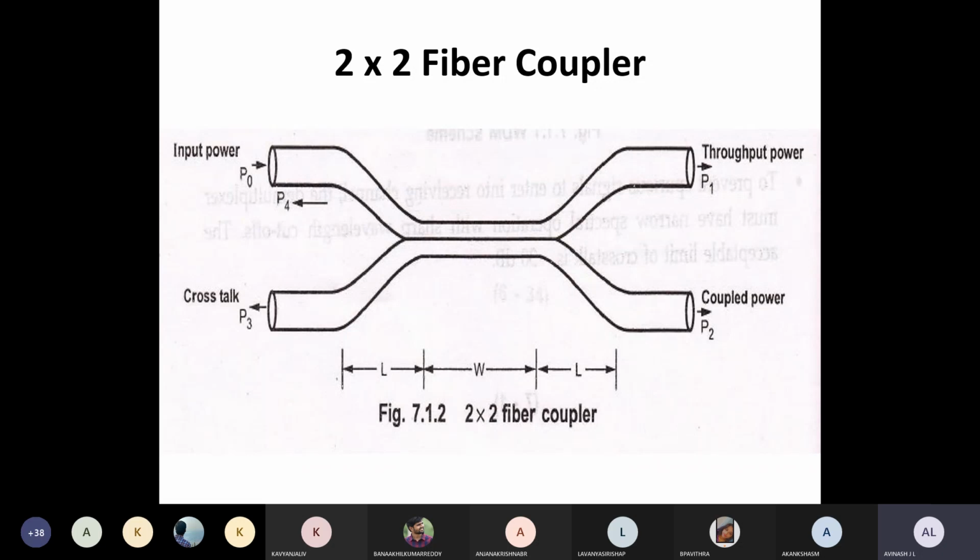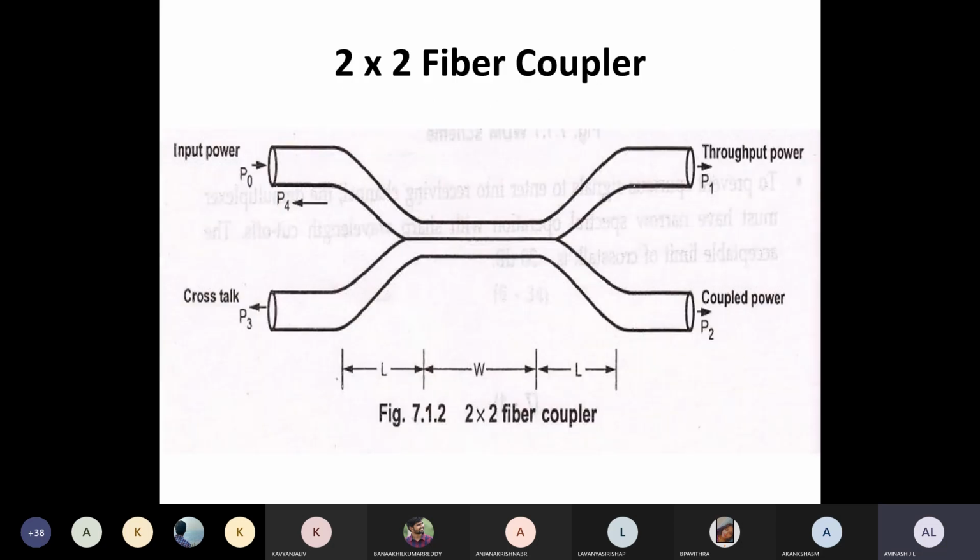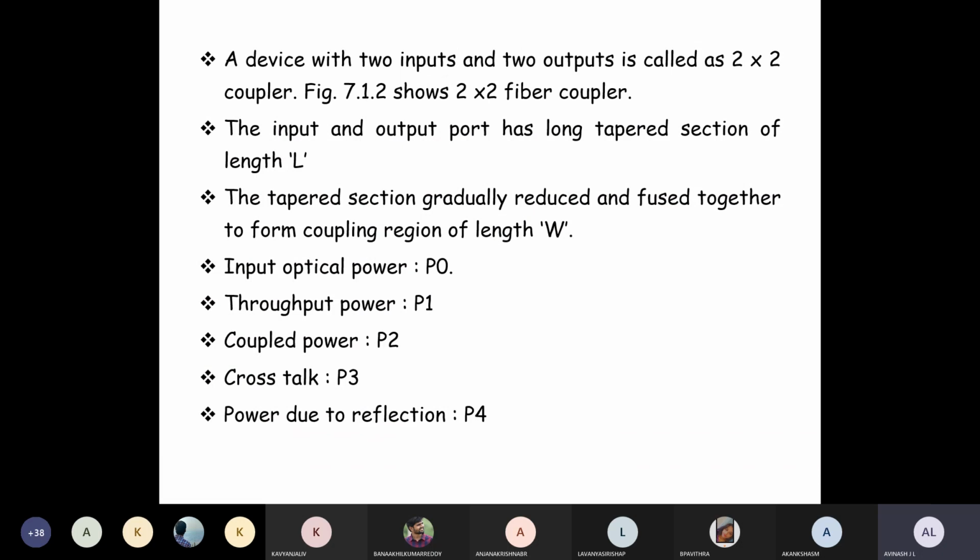So up to this particular stage we have studied and taken the diagram also. We'll see one by one what the meaning of all these things is. Please make a note of this. A device with 2 inputs and 2 outputs is called a 2x2 coupler. Figure 7.1.2 shows the 2x2 fiber coupler. So here 2 inputs and 2 outputs are there. That is why it is called a 2x2 coupler.